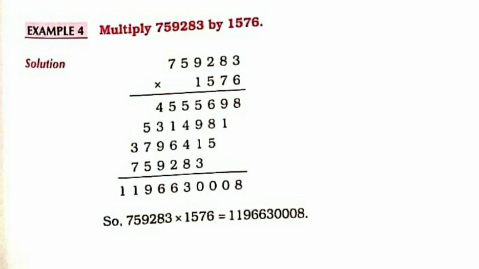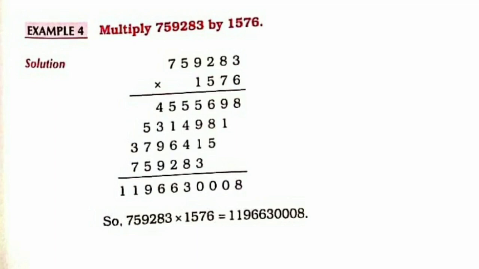Now we will start from ones. Here you can see digit 6 is given downside in the ones place, so we will multiply the upper whole number by 6. So this answer we will get after multiplication. Now we will move to the tens place. Here at the tens place 7 is given, so we will multiply the whole number by 7.